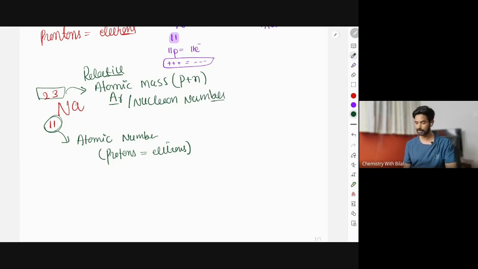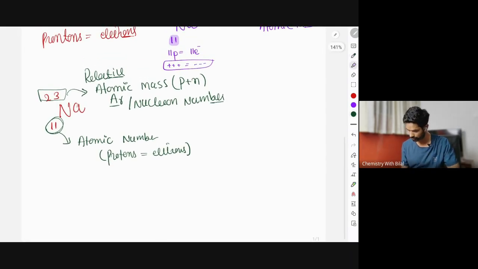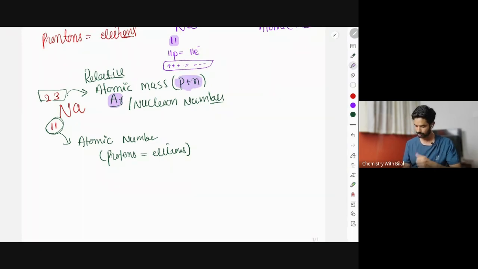This is also known as nucleon number. So relative atomic mass, represented by Ar, is the sum of protons and neutrons. Atomic number is just the protons. And for a neutral atom, which is electrically neutral, it has the same amount of protons and electrons.